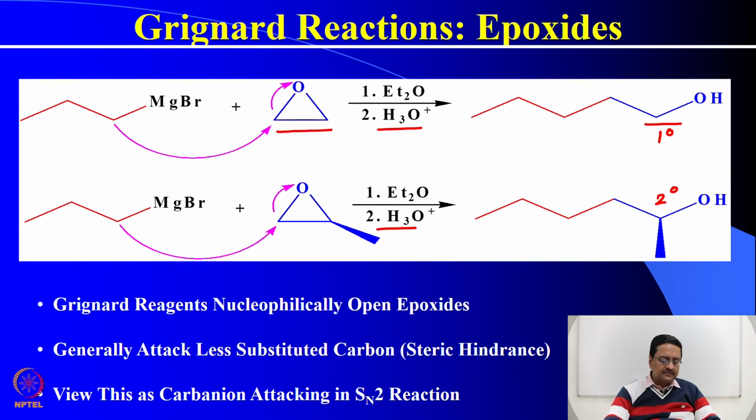So Grignard reagent nucleophilically opens these epoxides and generally attacks the less substituted carbon, which is here. View this reaction as a carbanion attacking in the form of an SN2 reaction. This negatively polarized carbon attacks the less hindered site, and simultaneously the carbon-oxygen bond opens up to give you a reaction intermediate, which upon hydrolysis gives you the product, a 2 degree alcohol.